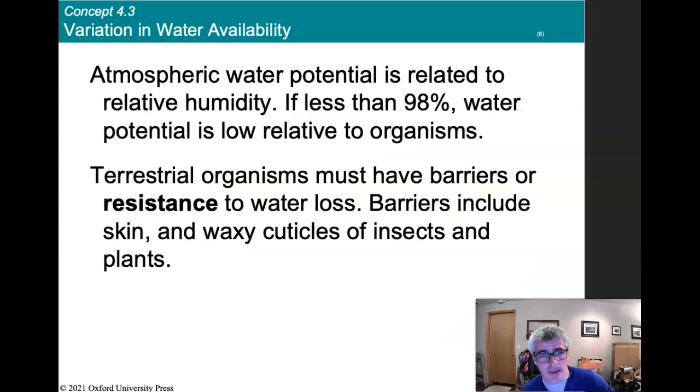And the atmospheric water potential is related to relative humidity. And if it's less than 98%, the water potential is low relative to organisms. So unless humidity is 99 or 100%, there's typically a strong gradient between the atmosphere and organisms. And terrestrial organisms have to have barriers to resistance to water loss. These barriers include skin or waxy cuticles of insects or plants, as well as the stomata. Just the nature of terrestrial organisms, there has to be some barrier, otherwise we would just lose massive amounts of fluid. You can imagine if our skin was more like a pure sponge, we would lose a lot of water every day.